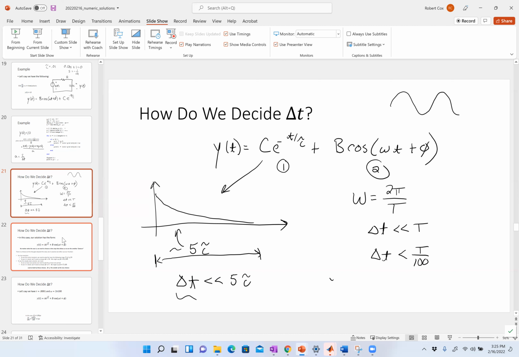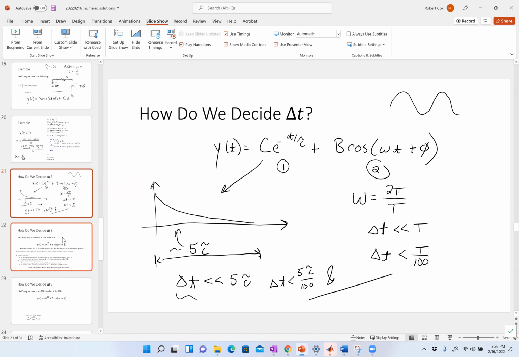And I want delta t to be less than 5 tau over 100. I need to make sure I choose a delta t that satisfies both of those conditions. If I don't, then it's going to look weird. Okay. And this is what I'm asking you to do in the project ultimately, which is pretty straightforward if you get this concept, right? I need to choose the values of the time steps so that things look appropriate.